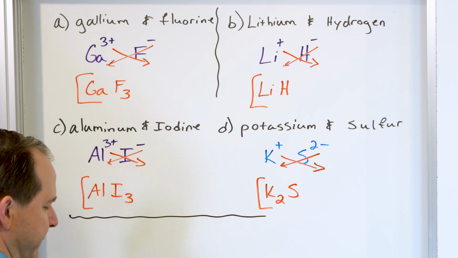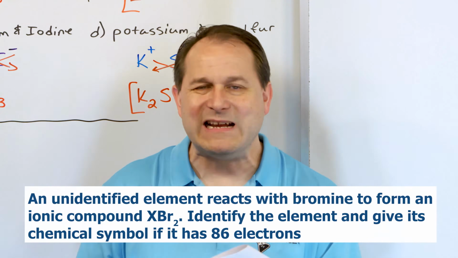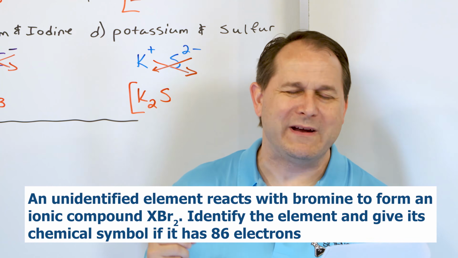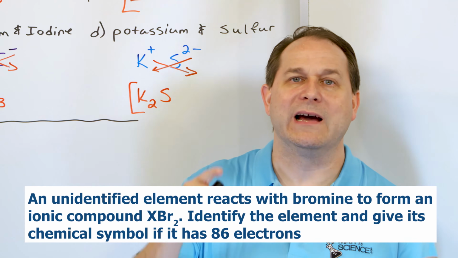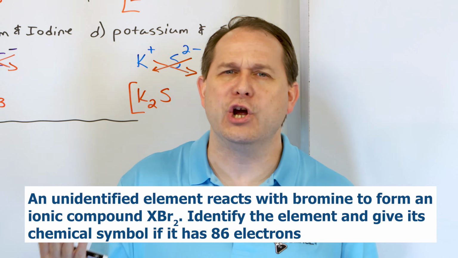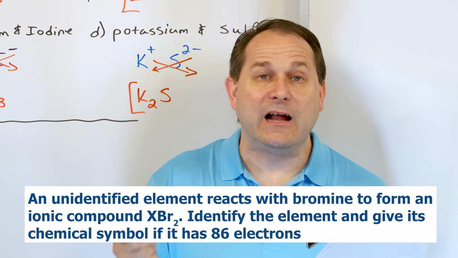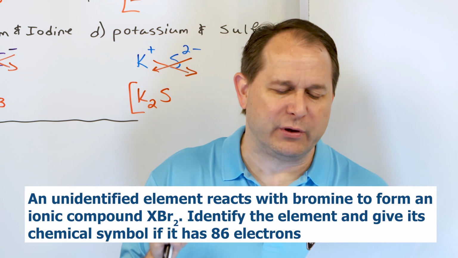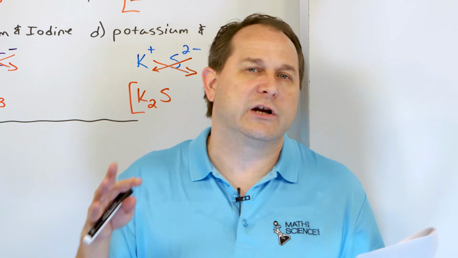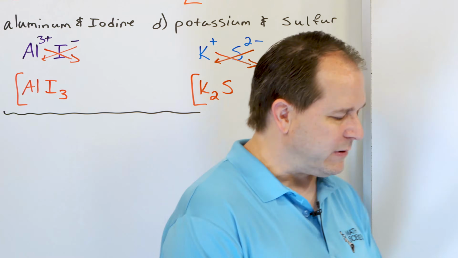All right, the next problem is a little bit different. It's kind of a fun problem, I think. It goes like this. An unidentified element reacts with bromine to form an ionic compound of the formula XBr2, where X is some unknown element. Identify the element and give its chemical symbol if it has 86 electrons. So you're basically given a lot of clues, and we have to figure out what an unknown element is.